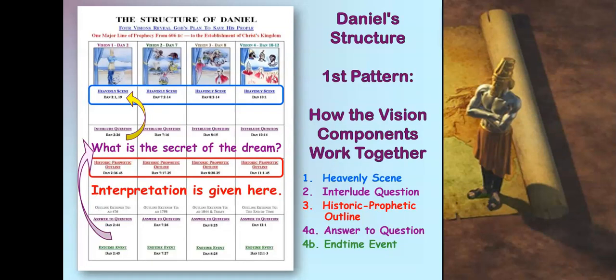The fourth component of the structure of Daniel, the visions, is two components: the answer to the question, listed as 4A, and the end time event, listed as 4B. So you see the pattern, you see the structure, you see the sequence, vertically and laterally. Very, very structured. That's an amazing discovery there.